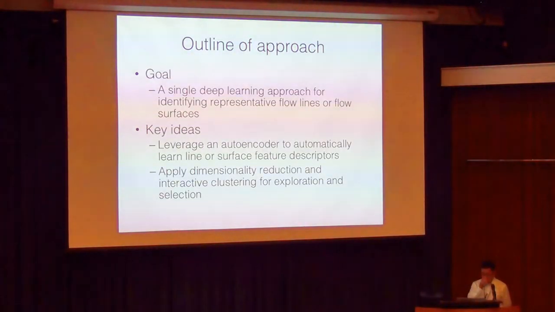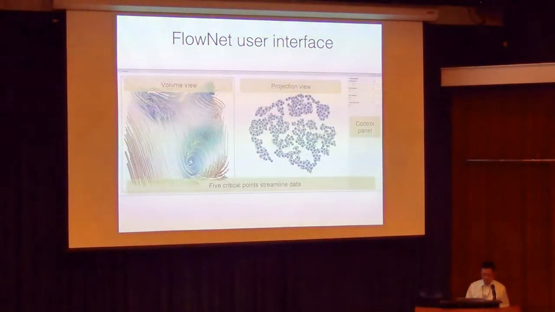So the outline of FlowNet: we're aiming to design a single framework that can handle both lines and surfaces, so that it has nothing to do with whether the input is lines or surfaces. We have to handle them in a single framework. The idea is to use the autoencoder to automatically learn the line or surface feature descriptors, and use dimensionality reduction techniques and interactive clustering for exploration and selection.